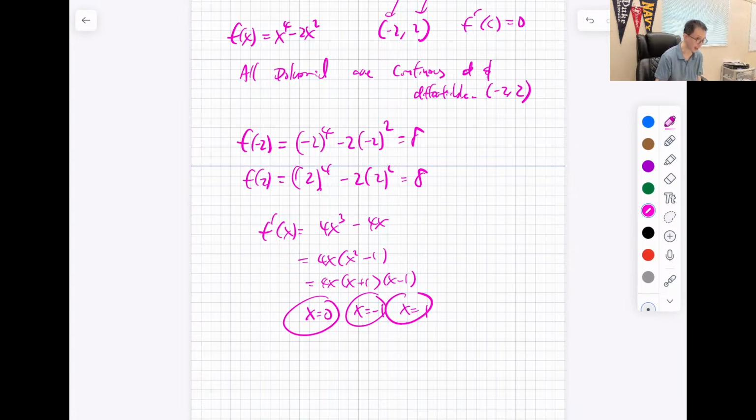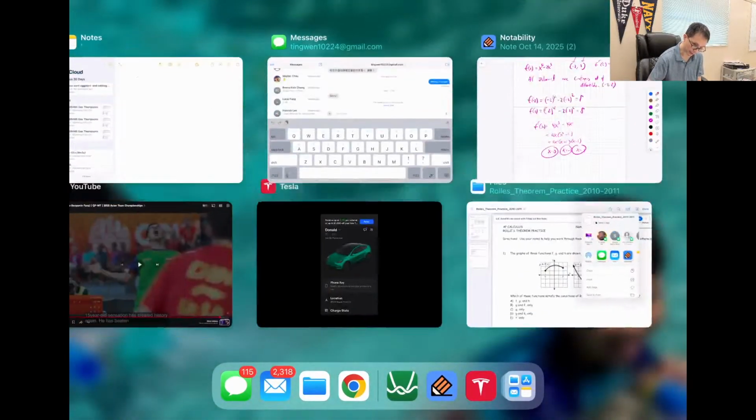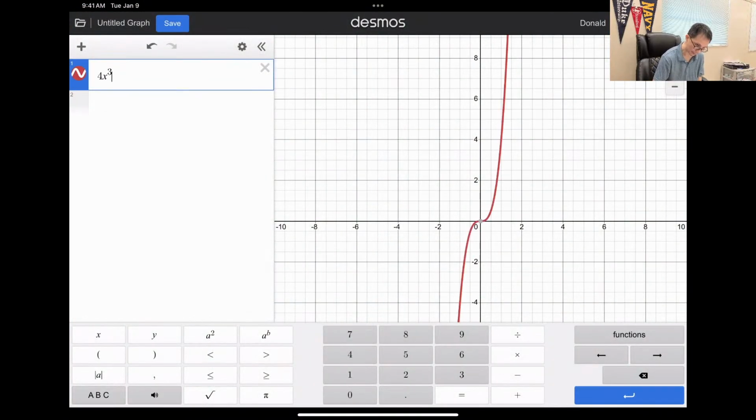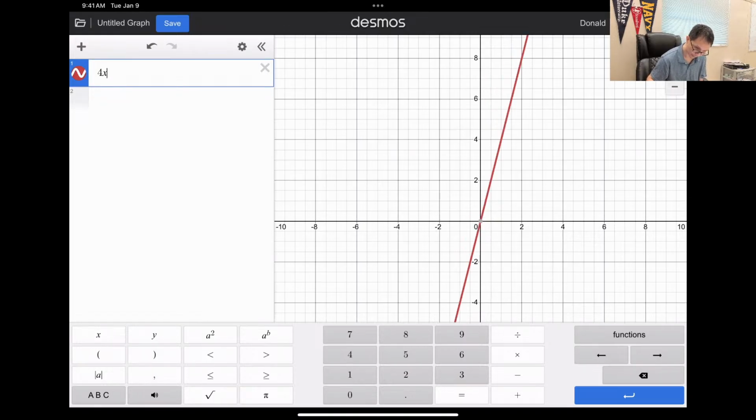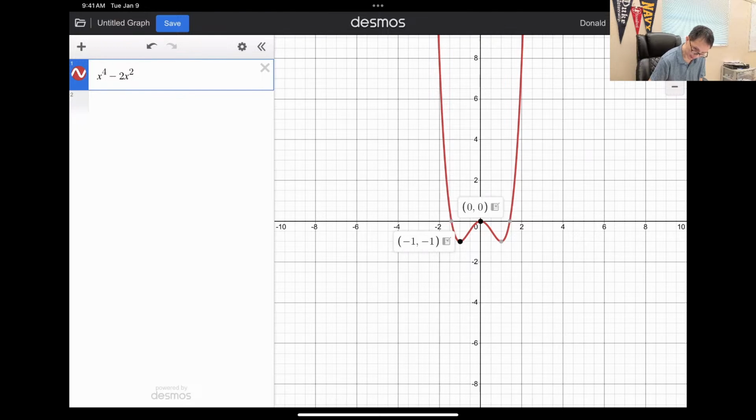And if you graph this function, you want to find out those places. So this is how you check your answer, right? It's x to the 4th, right? Yeah. Minus 2x squared. And you see this, the x values where they have a horizontal tangent are the c values.